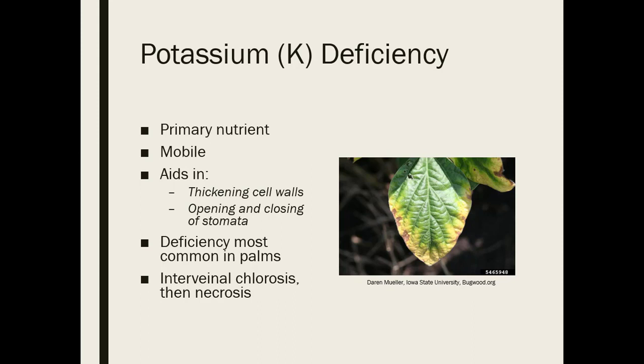Potassium is also a primary nutrient and mobile, important in cell wall development and opening and closing of stomata. Deficiency is most common in palms. You get intraveinal chlorosis and then necrosis, which is death.